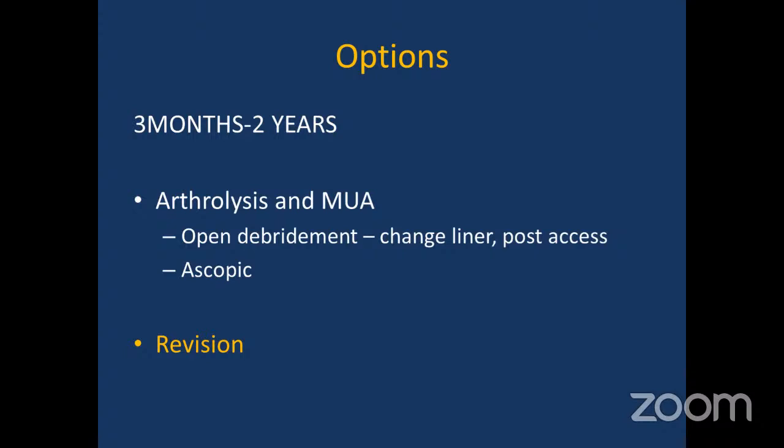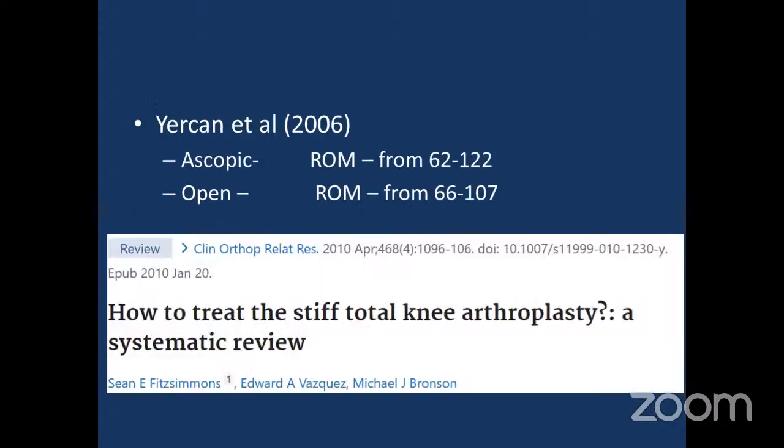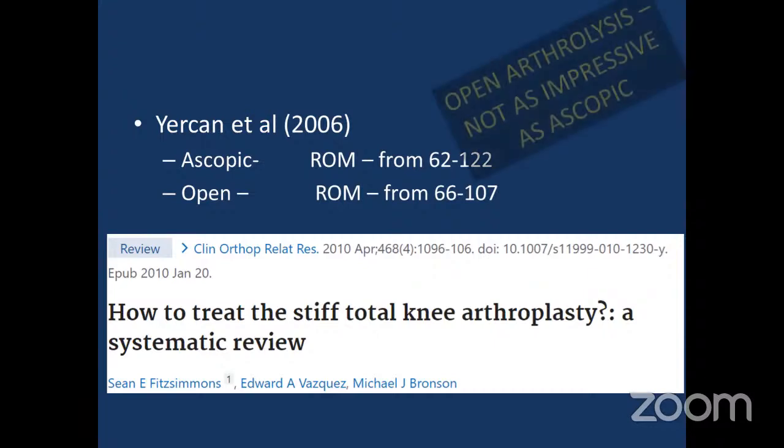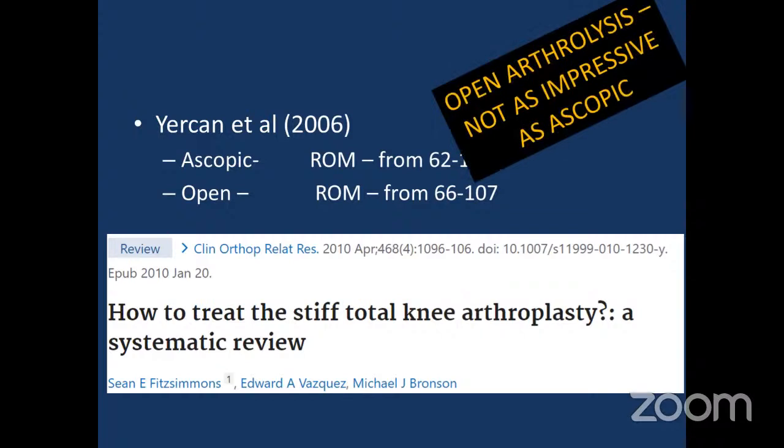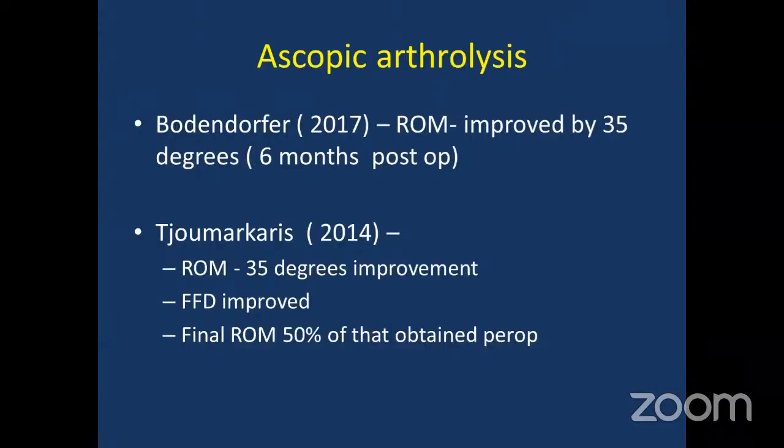But when you actually look at the literature, what it shows is that arthroscopic arthrolysis gives a much better range of movement following the arthrolysis. Even this series by Fitzsimmons seems to say that open arthrolysis was not as impressive as the arthroscopic one. Probably stiffness following the second surgery is much more. But arthroscopic arthrolysis seems to be the way to go, at least in the initial stage.